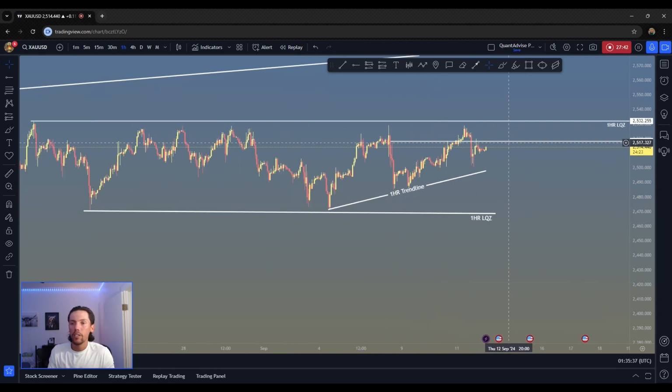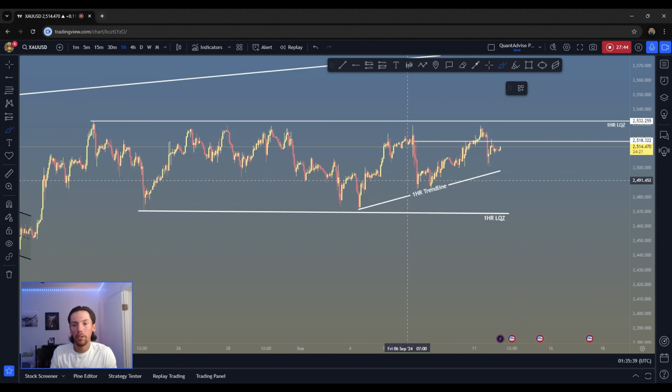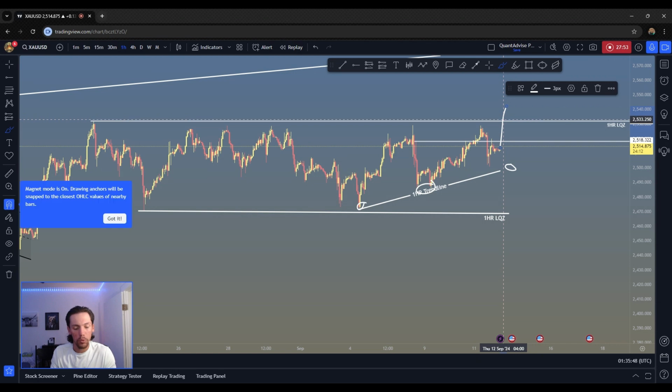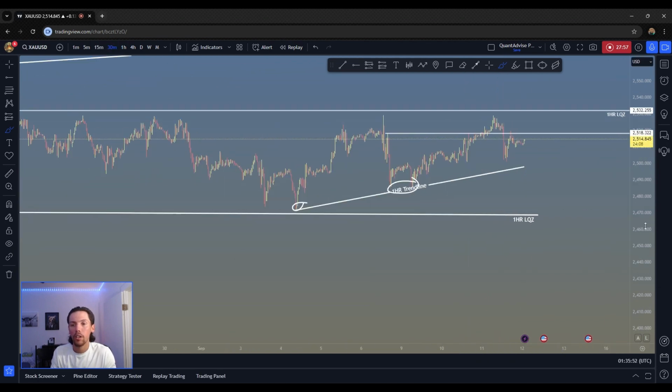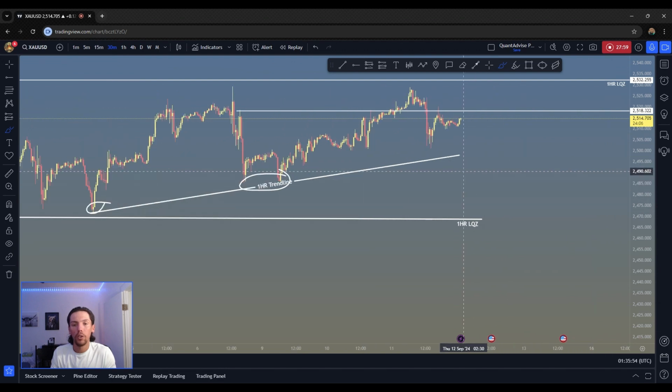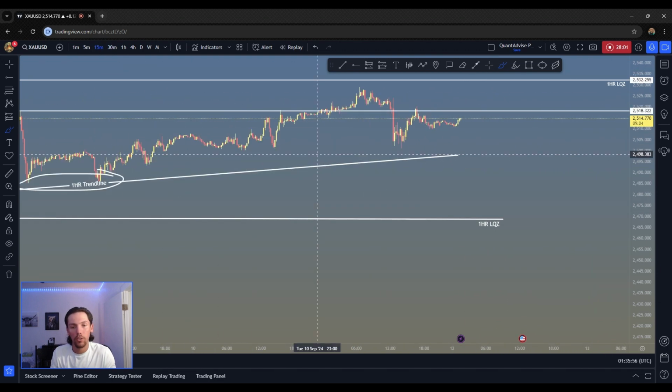And then now that we have that marked, again, we have 1, 2. Now we're looking for a potential third touch or price just to continue upwards. I'm saying continue upwards because when we drop down into our lower time frame, let's check our 15.